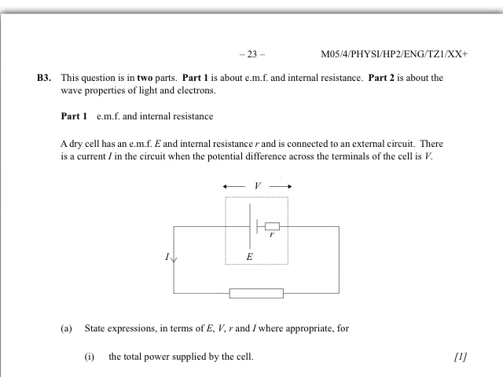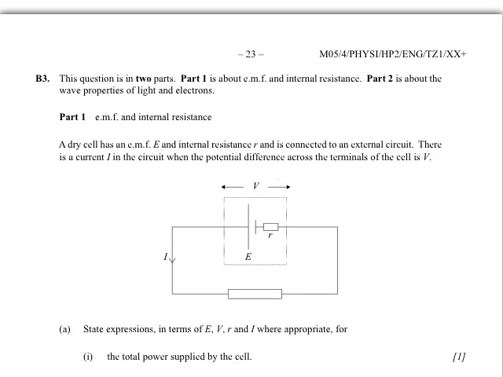This question is an internal resistance question. A dry cell has an EMF E and an internal resistance R and is connected to an external circuit. Okay, so you have a fixed resistor over here. There is current I in the circuit and potential difference across the terminals here. State the expressions in terms of E, V, R and I where appropriate.